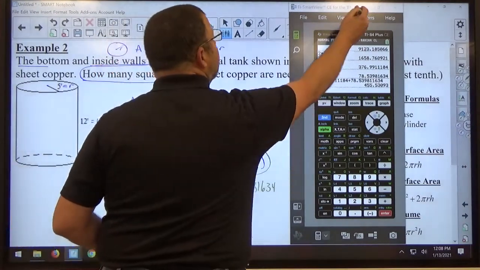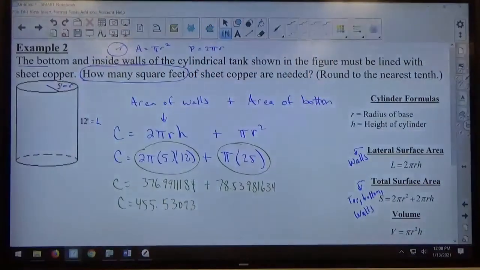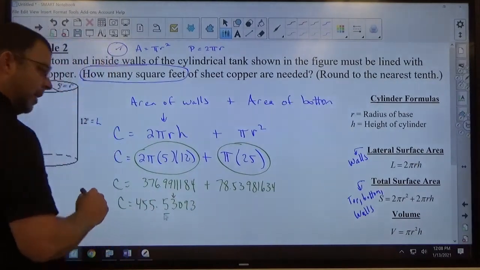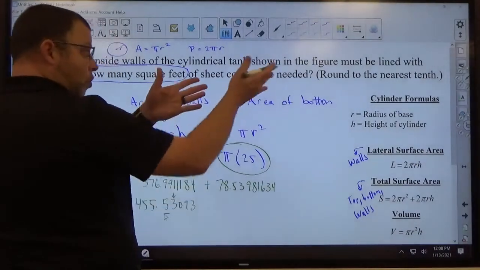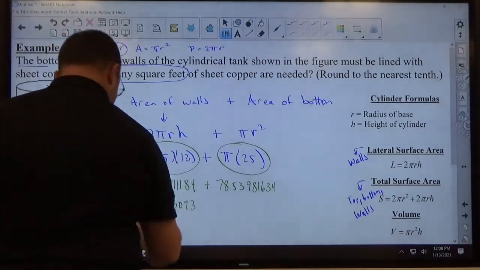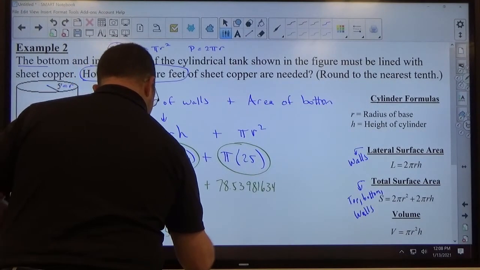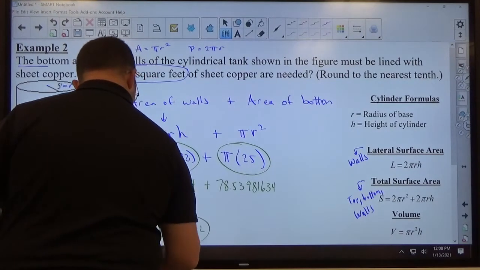Of course, that's going to be square feet, right? But it says how many square feet of sheet copper are needed, round to the nearest tenth. So this time they're actually giving us rounding rules. If I'm rounding to the nearest tenth, the next digit after that is a 3, so we're going to keep it the same. So the correct answer, rounded as they want, is 455.5 square feet of sheet copper needed.